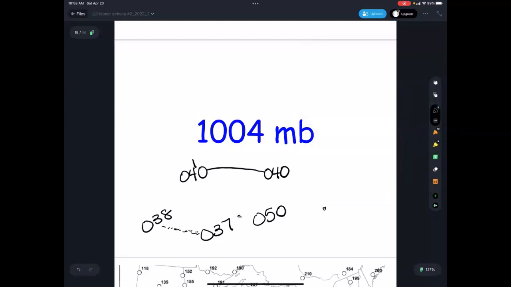For some reason, there we go. So 40 fits between these. I have to estimate where 40 would fit there. Is it going to be closer to the 50, closer to the 37? If you want to be really accurate, you would divide the space in half, figure out how many degrees between them, and then delineate it down. But just eyeballing it, I know that 40 is going to be closer to 37 than it is to 50. So that's going to be the start of my 1004 isobar.